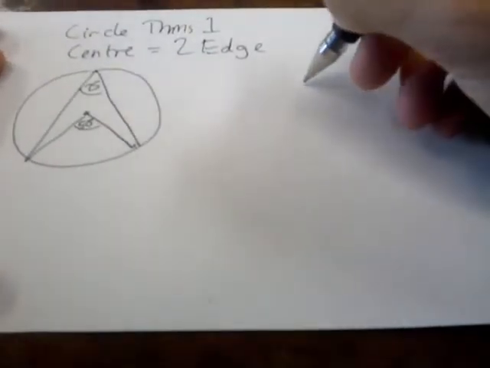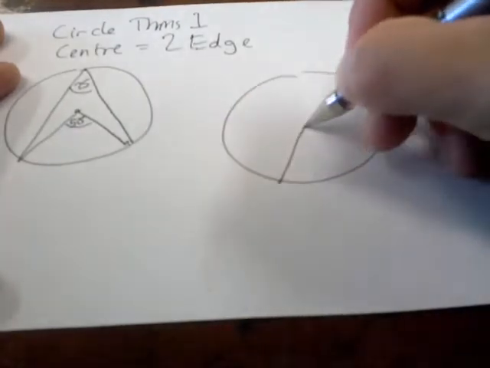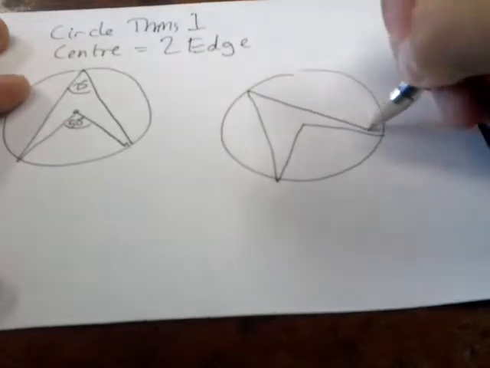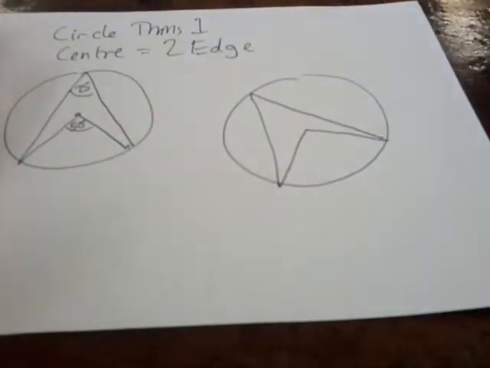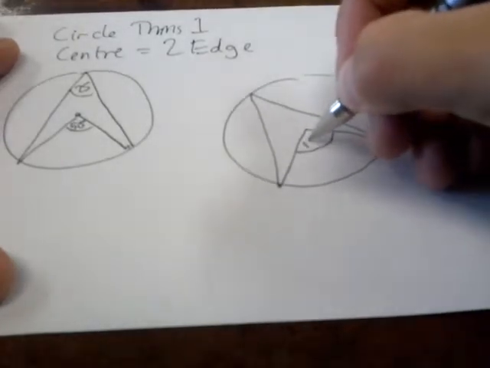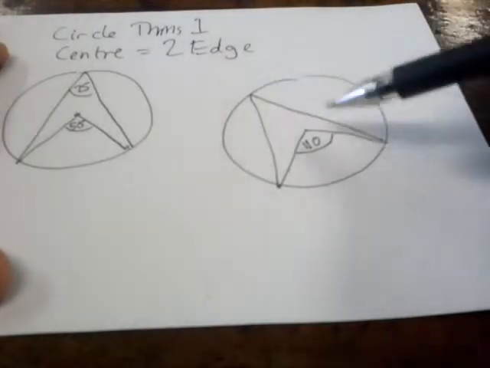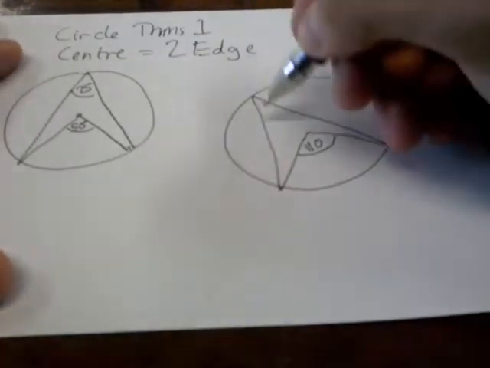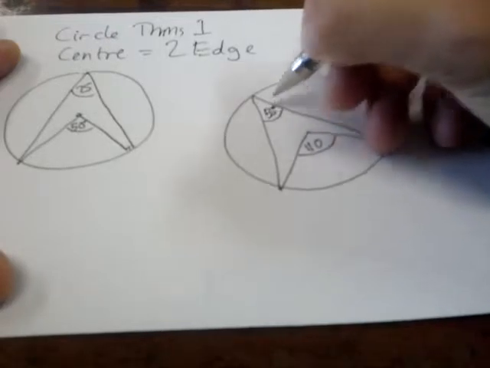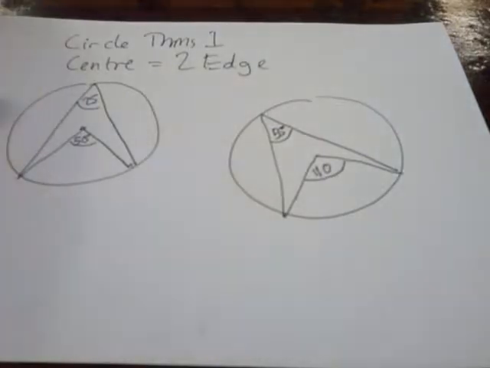Okay, another easy one. Point of this example is that the diagram doesn't need to be symmetrical. If that there is 110 degrees, then because the angle at the centre is twice the angle at the edge, this must be 55 degrees. There's that. Okay.